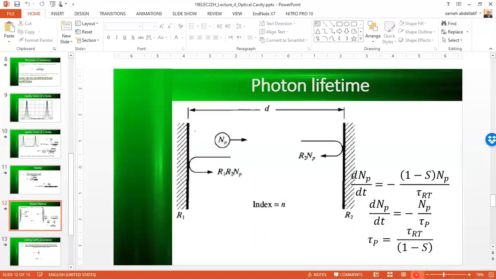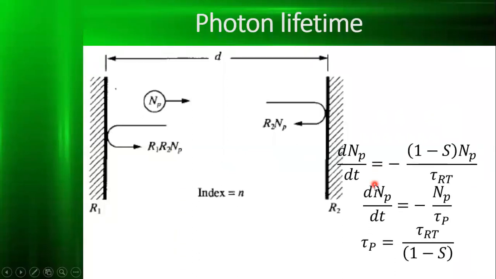Let's turn back to the slides. I will return again to the lecture script in a second. Here we have 1 minus S again, which is the amount of photons that escape, or die, either here or there. Some photons will escape here, and some will escape there. This is the total number of dead photons over the time taken by one round trip. Then simply tau_p, the photon lifetime, is T_RT over 1 minus S, which is the photon lifetime.